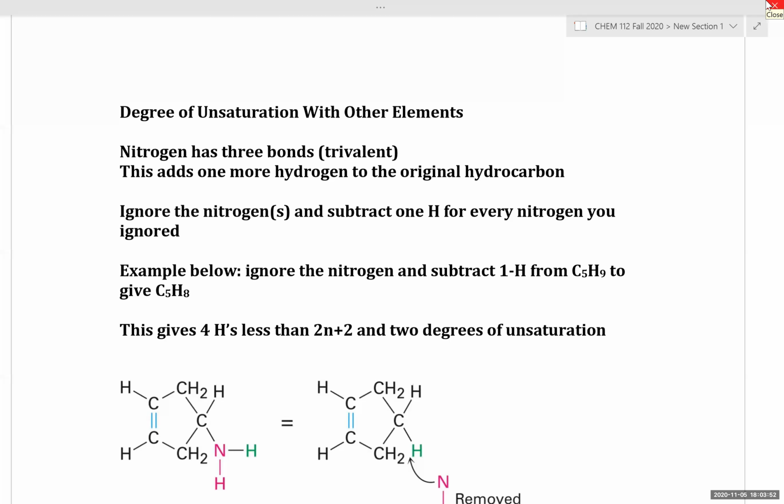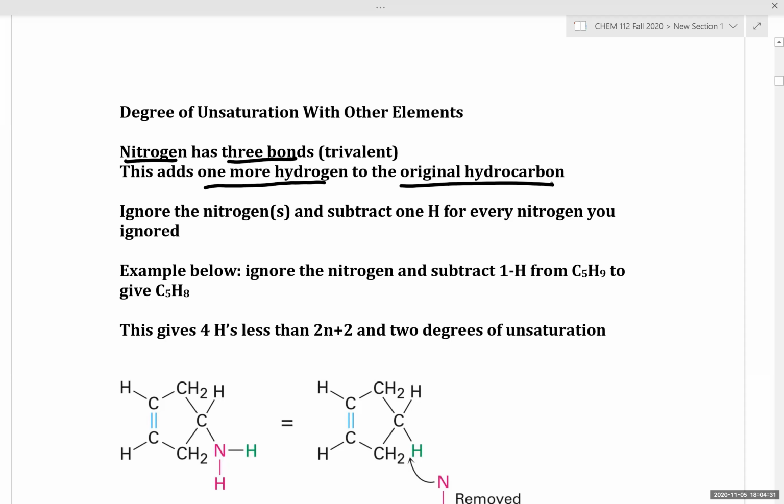Okay, so let's continue our discussion of chapter 7, focusing on alkenes. We talked about degree of unsaturation calculations for carbon, hydrogen, oxygen, and halogens. How do we handle other elements? Well, the most common element that you're going to need to be cognizant of is nitrogen. Nitrogen has 3 bonds, it's trivalent, and in turn, whenever we replace a carbon with a nitrogen, we end up adding 1 more hydrogen to our original hydrocarbon.